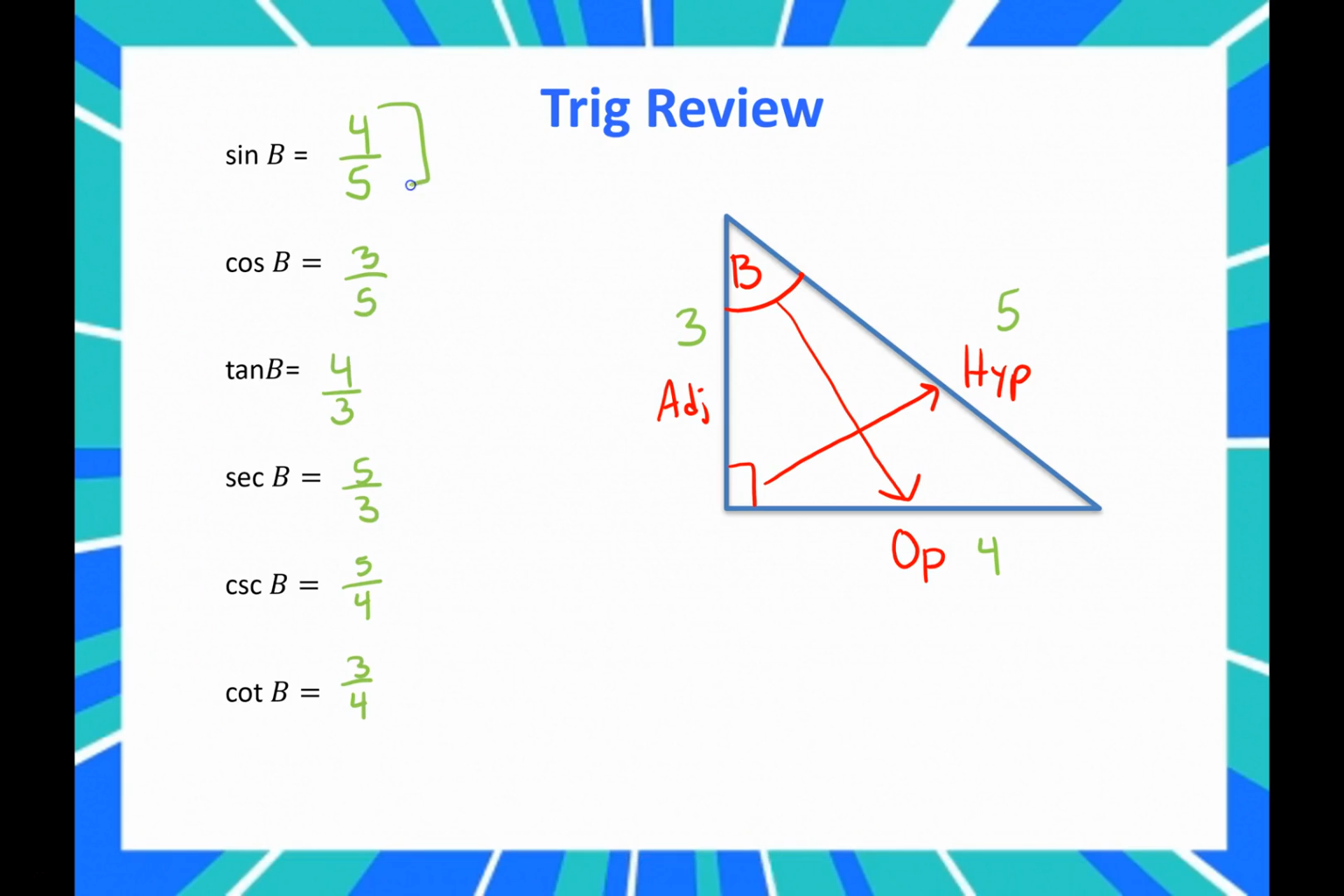This is an O over H, an A over H, an O over A. This secant is the reciprocal of this. This cosecant is the reciprocal of this. And this cotangent is the reciprocal of that. All right, moving on.